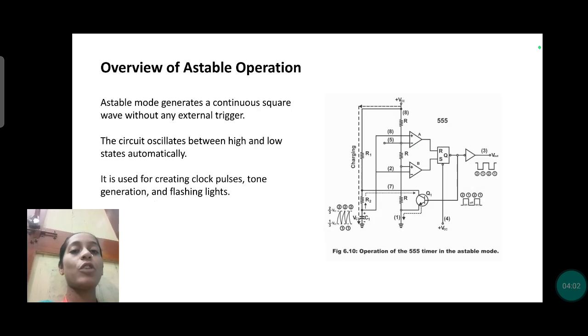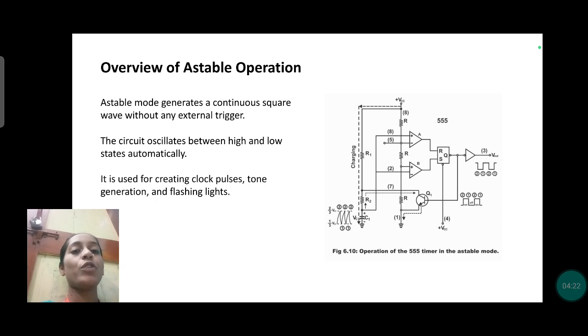Overview of astable operation. Astable mode generates a continuous square wave without any external trigger. The circuit oscillates between high and low states automatically. It is used for creating clock pulses, tone generation, and flashing lights.